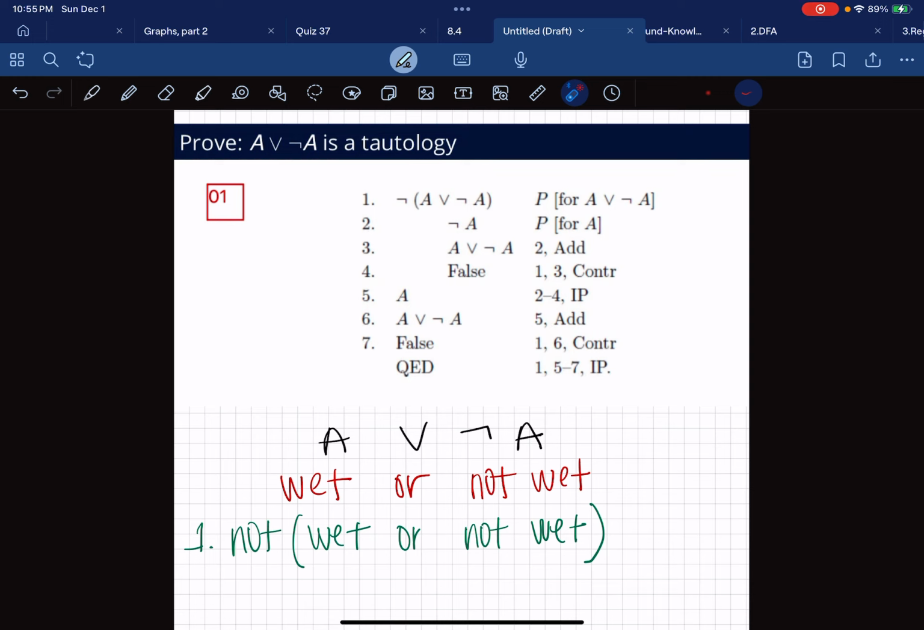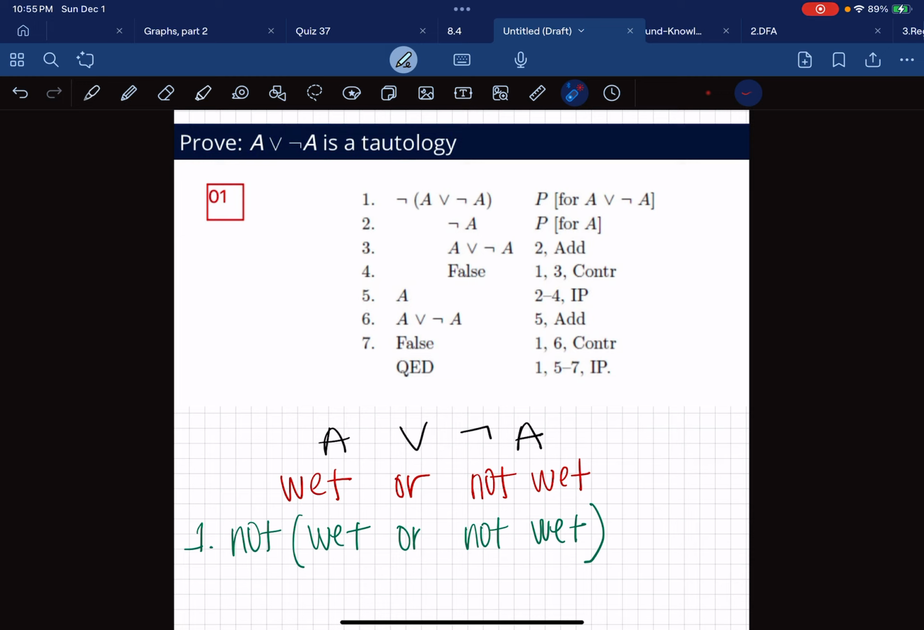Then we go into line 3, and we have A or a negation of A. What we did in line 3 is that we went to line 2 and we used the addition rule from the assumption of the negation of A. We can logically add A or to not A, because the disjunction is true if one of the components is true.